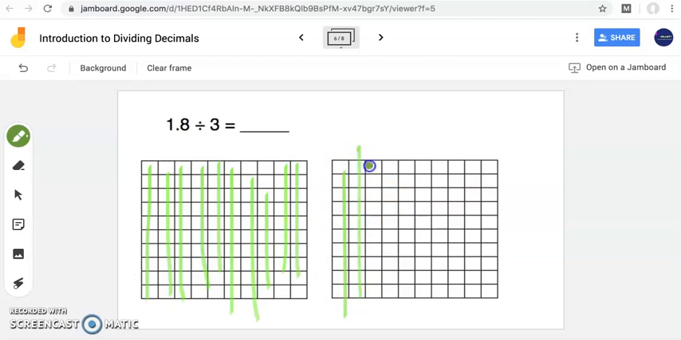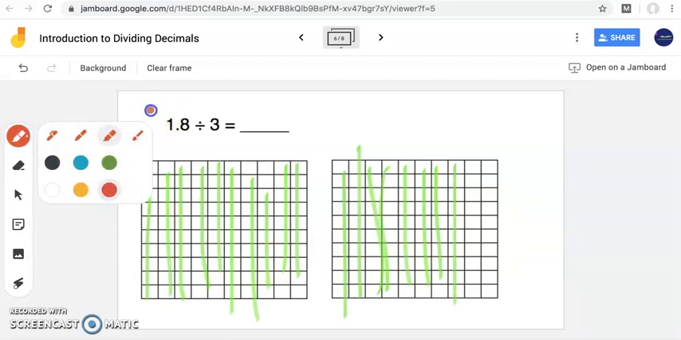1/10, 2/10, 3/10, 4/10, 5/10, 6/10, 7/10, and 8/10. This is giving me 1 and 8/10, or 18/10. I need to break that into 3 equal pieces. And I know, wow, I have 18/10, so I have 18 pieces. 18 divided by 3 is 6. So maybe 6/10 could be a possibility as my answer, but let's find out.